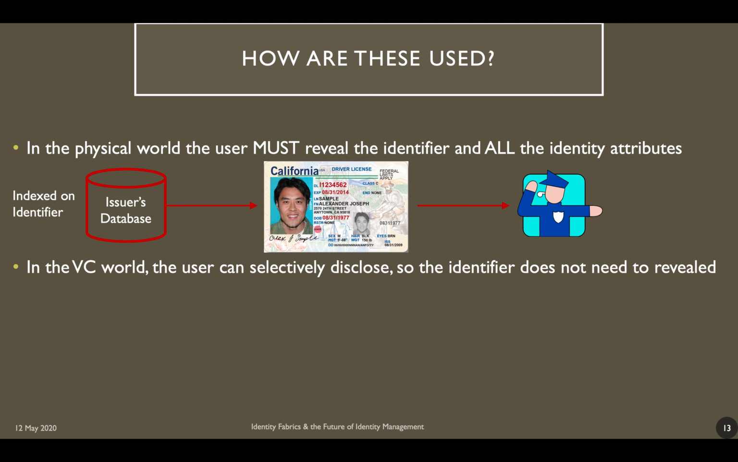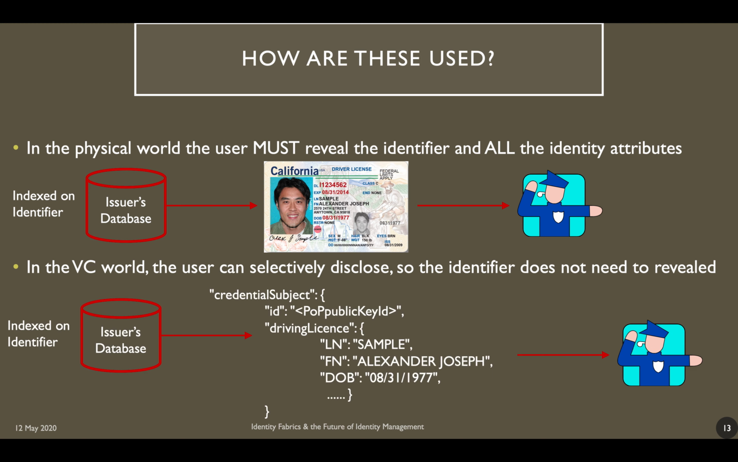But in the virtual world, we've got selective disclosure, so the identifier doesn't need to be revealed. It will only be revealed if the verifier needs it. And under GDPR, this means it must be essential for the transaction. If it's not needed, it won't be revealed. So it will stay back in the issuer's database and not be visible. As this example shows here, it's not there. The only thing the verifier needs to know in the virtual world is, were these attributes issued by the trusted issuer, and do they belong to the person who is presenting them to me?